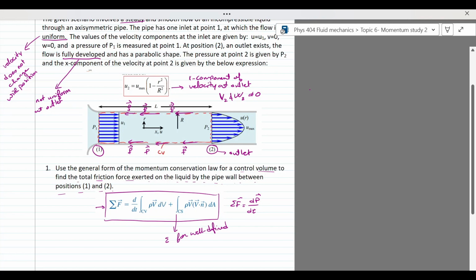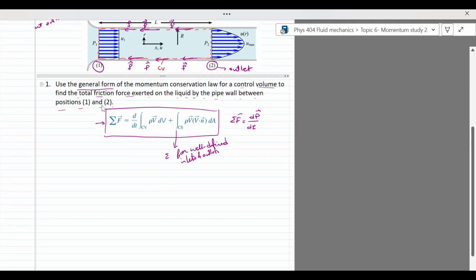Now, in this problem, I do have well-defined inlets and outlets, but I was specifically asked to use the general form instead of the one with summations instead of integrals. So I'm going to just use the integral form and try to see if I can obtain the quantity of request, which is here the friction force. Now, where can I find the friction force in this equation? It will be plugged here inside the sum of the forces acting on my control volume. Let's try to expand our equation and then simplify it.